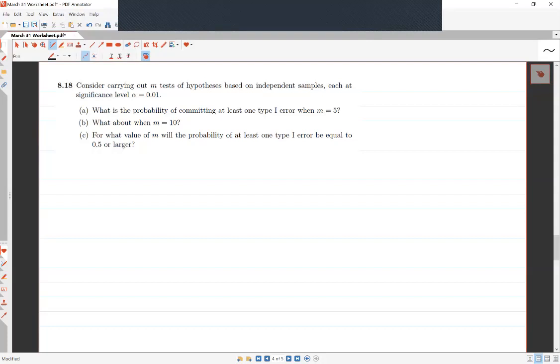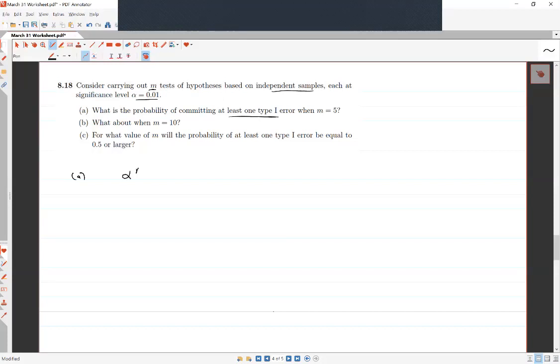So let's say that we are doing m different tests on independent samples, and each test is carried out at a level of 1%. Part A asks, if we have 5 independent samples and we're testing a hypothesis in each of them at the 1% level, what is our new overall significance level? Or equivalently, what is the probability of committing at least one type 1 error?